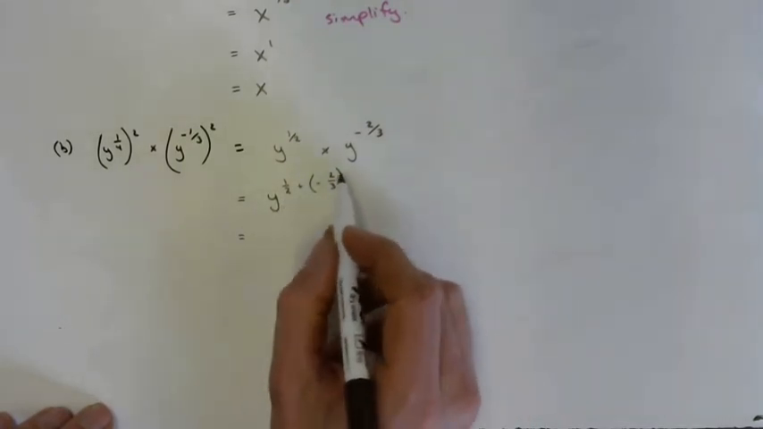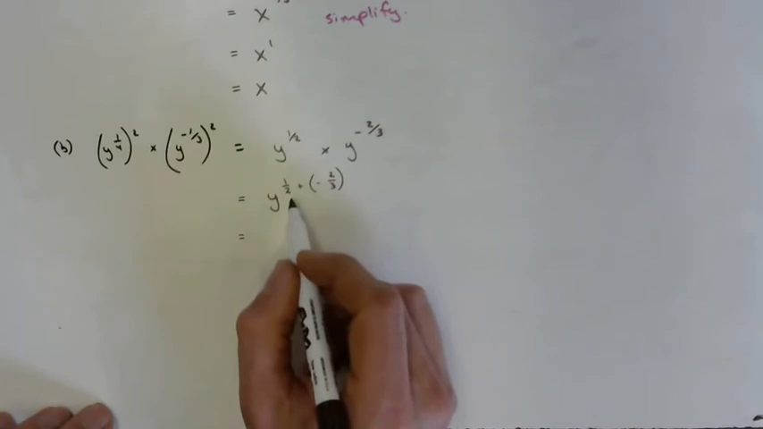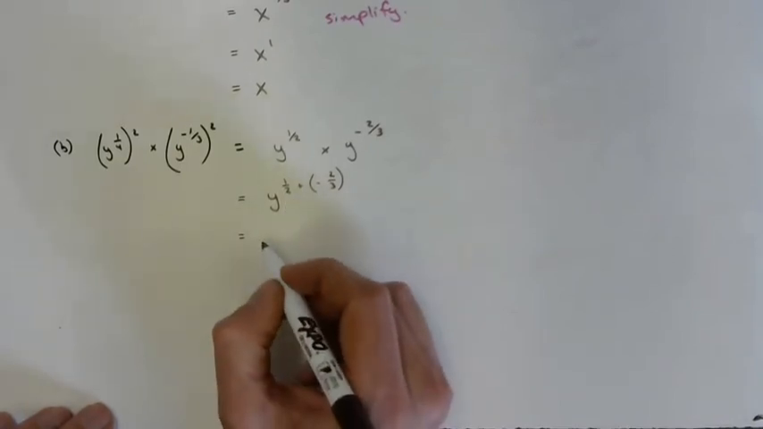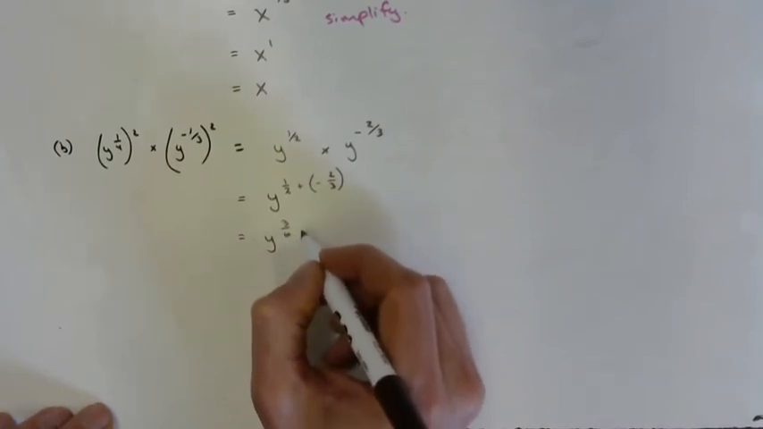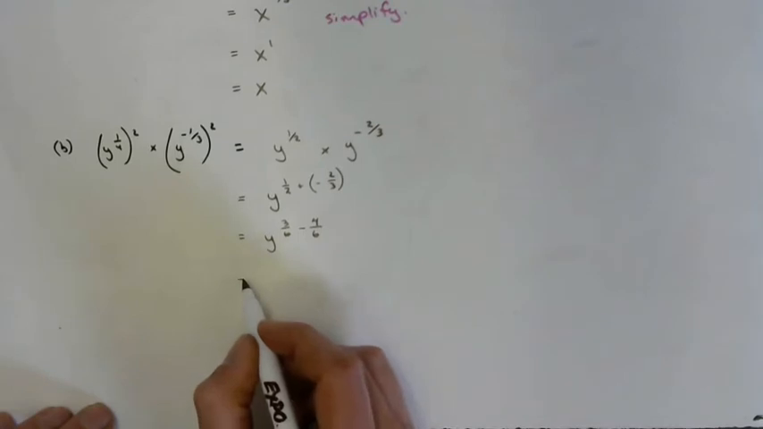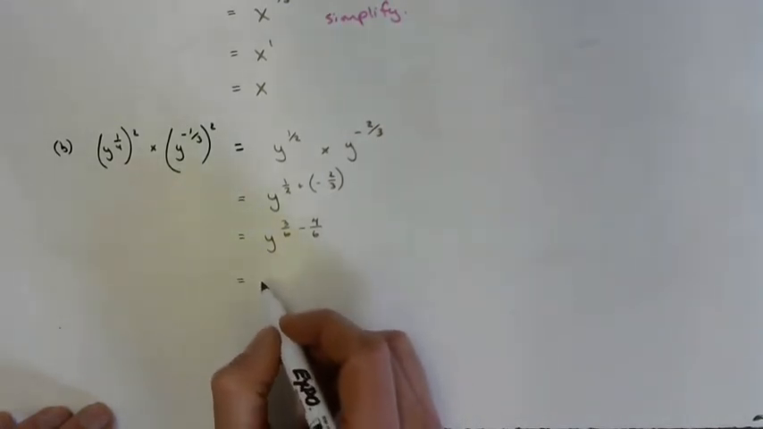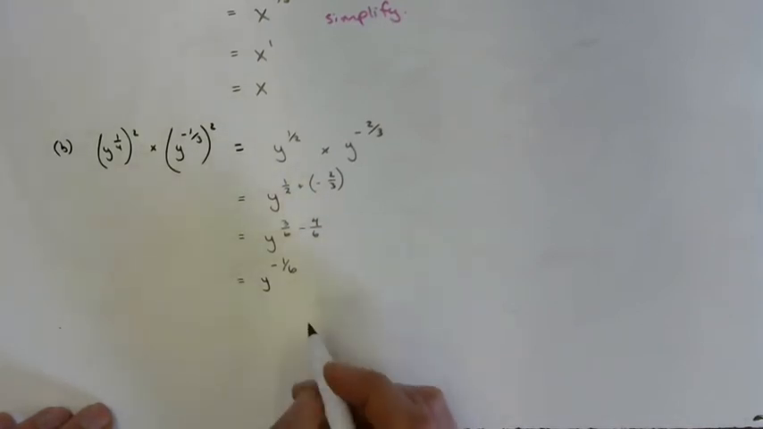If I even wanted to, I could take this work off to the side. But I need a common denominator. What's a common denominator between 2 and 3? It's going to be 6. So I'm looking at y to the power of 3/6 minus 4/6, which gets me y to the power of negative 1/6.